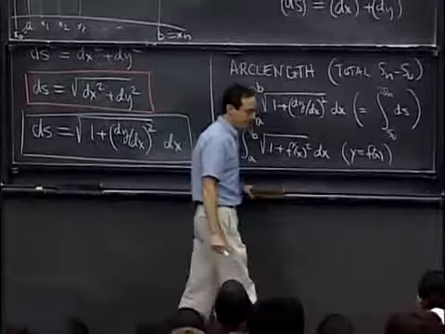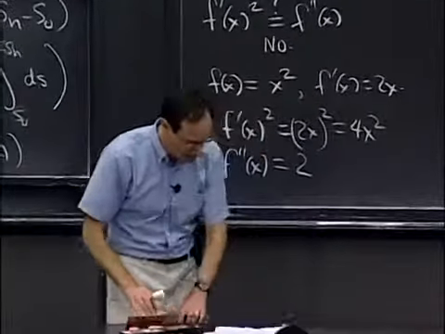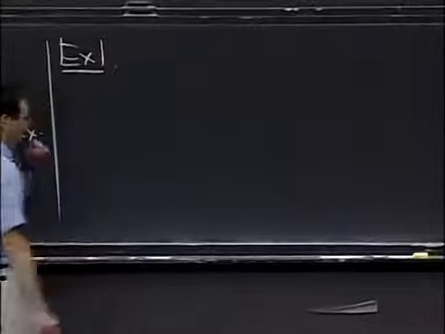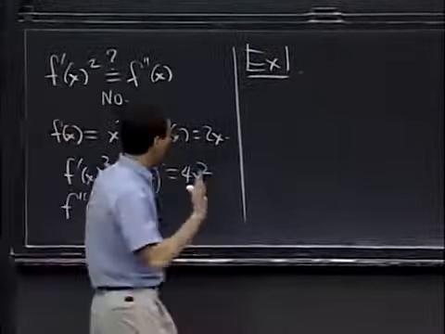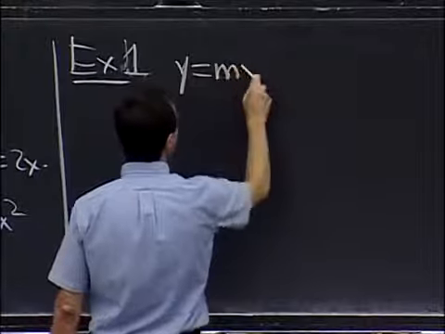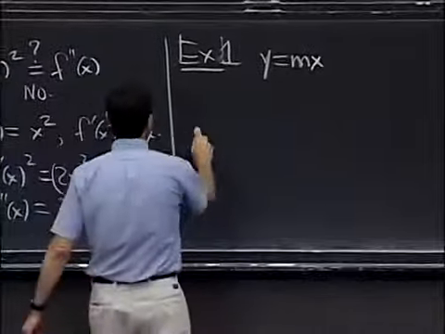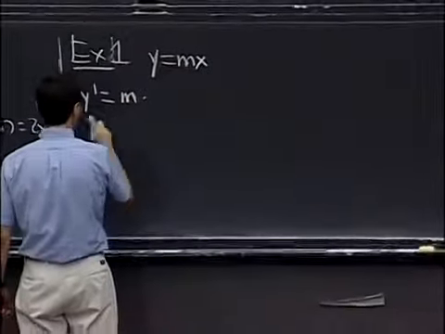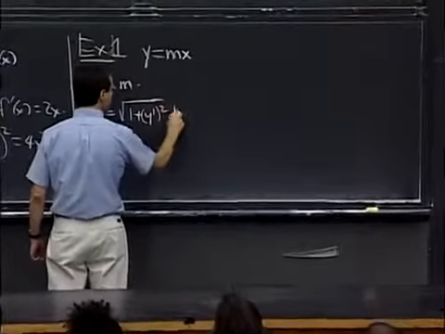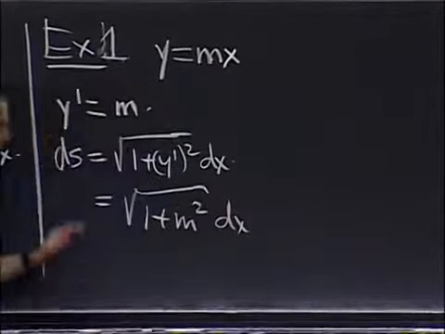All right. So now I need to give you some examples, and my first example is going to be really basic, but I hope that it helps to give some perspective here. So I'm going to take the example y equals m times x, which is a linear function, a straight line. And then y prime would be m, and so ds is going to be the square root of 1 plus y prime squared dx, which is the square root of 1 plus m squared dx. All right?